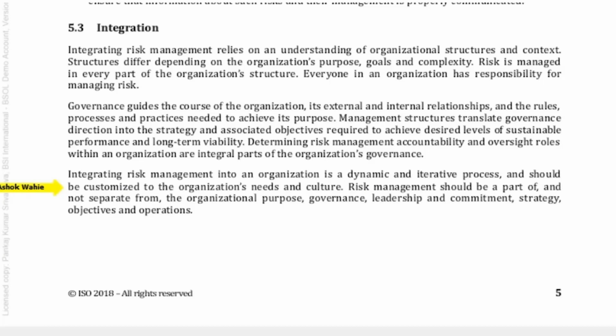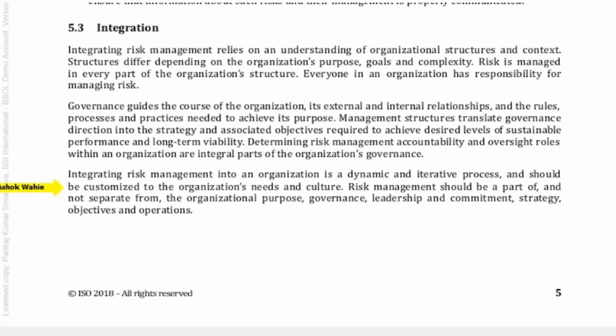So if you are saying this is the purpose of my organization, to be the number one service provider in an IT company, then risk management is an integral part of achieving that purpose. Risk management is an integral part of governance. Risk management is an integral part of leadership and commitment. So whenever you choose from various strategy options available, suppose there are three strategies available to me. Option one, option two. I have chosen option two because this is the least risk. There is more risk in strategy one and greater risk in strategy three.